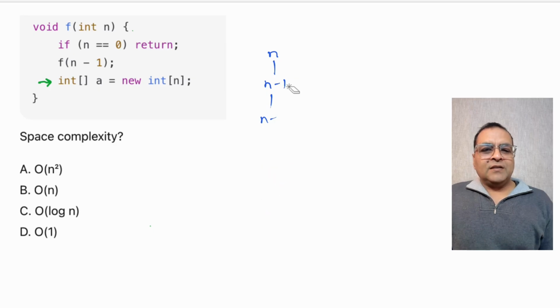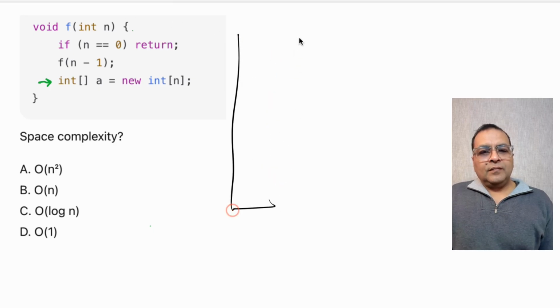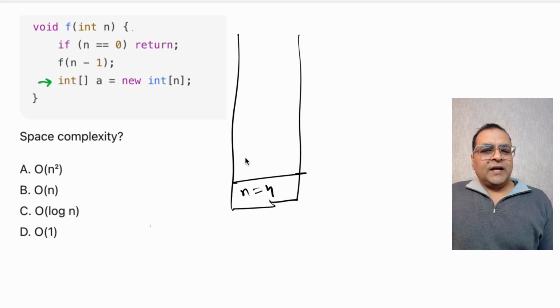Let's assume the value of n is 4. So what happens is that first the function is called for n equal to 4. This function does not allocate any memory and calls the function for n equal to 3. Then this function also does not allocate any memory and calls the function for n equal to 2.